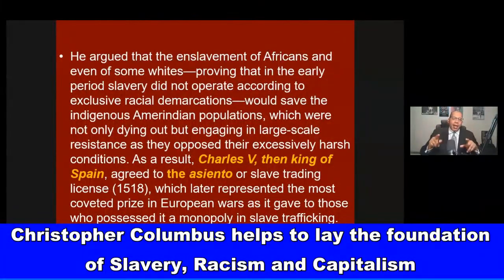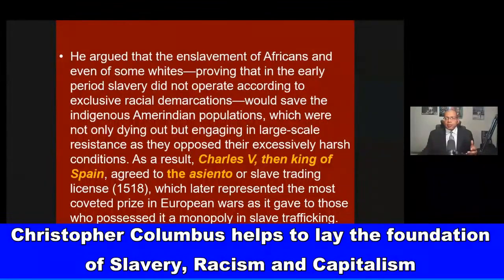Okay, so he's going to advocate that they stop enslaving Native Americans, try to save their souls. They suffered enough, and enslave African people, and white people to a lesser extent. He argued that the enslavement of Africans and even some whites, proving that in the early period, slavery did not operate according to exclusive racial demarcations. He argued that this would save the indigenous American Indian populations, which were not only dying out, but engaging in large-scale resistance as they opposed their excessively harsh conditions.